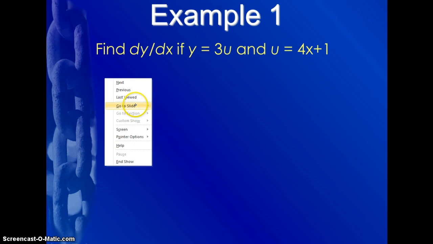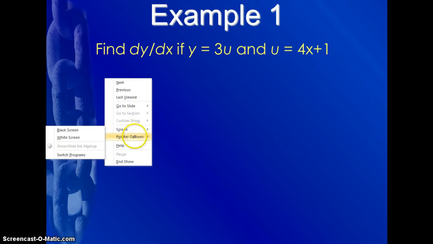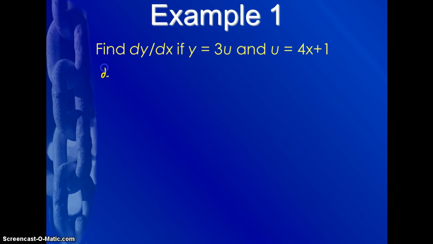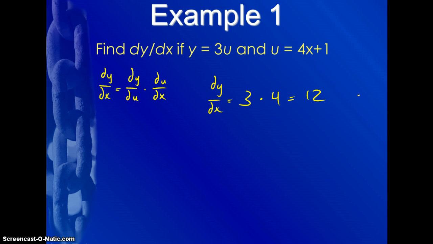So what's this going to look like? Well, we've got y equals with a u in it, which is good because it's exactly what we were looking for. So we saw on the last slide that dy dx is the same thing as dy du times du dx. So dy du is the derivative of this guy with respect to u, which would just be 3. And then du dx is the derivative of this guy with respect to x, which would just be 4. So my answer is 12.